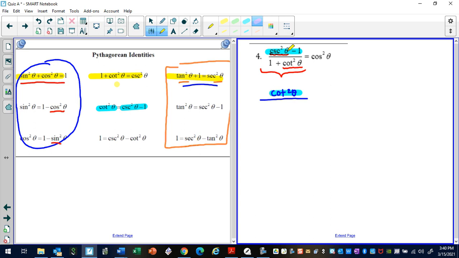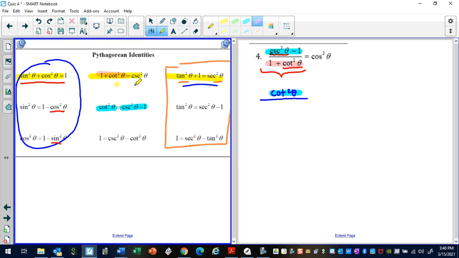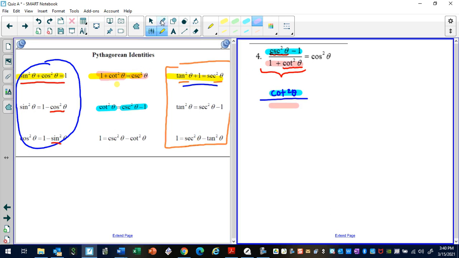Okay? That's a Pythagorean identity. And so is this one. 1 plus cotangent squared, it's right here. 1 plus cotangent squared is equal to cosecant squared. Seeing those Pythagorean identities is going to save you a ton of work with that common denominator that some of you tried to do. All right?